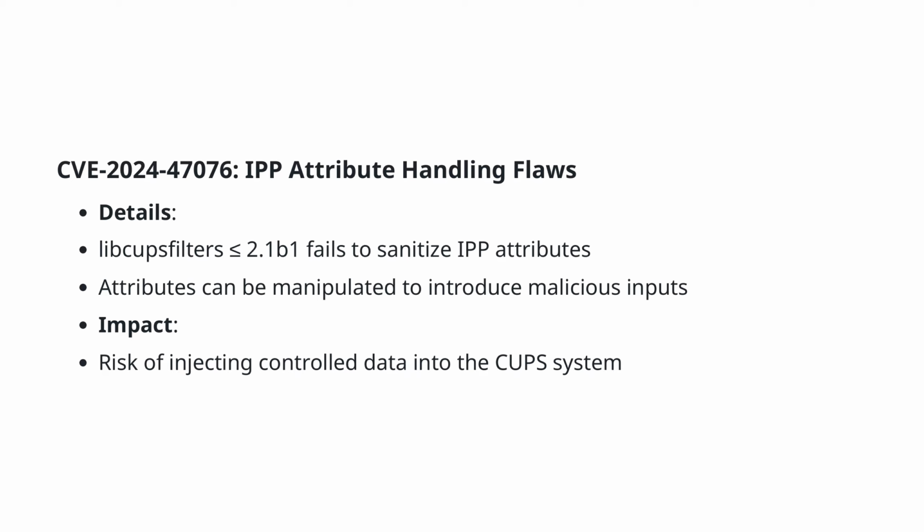CVE-2024-47076 highlights IPP attribute handling flaws in libcupsfilters versions up to 2.1b1. These vulnerabilities stem from insufficient sanitization of Internet Printing Protocol (IPP) attributes. Attackers can exploit this by manipulating attributes to inject malicious inputs into the Common Unix Printing System (CUPS). This poses significant risks, such as the potential for injecting controlled data into the CUPS system, which can lead to unauthorized actions or the execution of harmful commands. It's imperative to address these flaws to secure printing services and prevent exploitation.